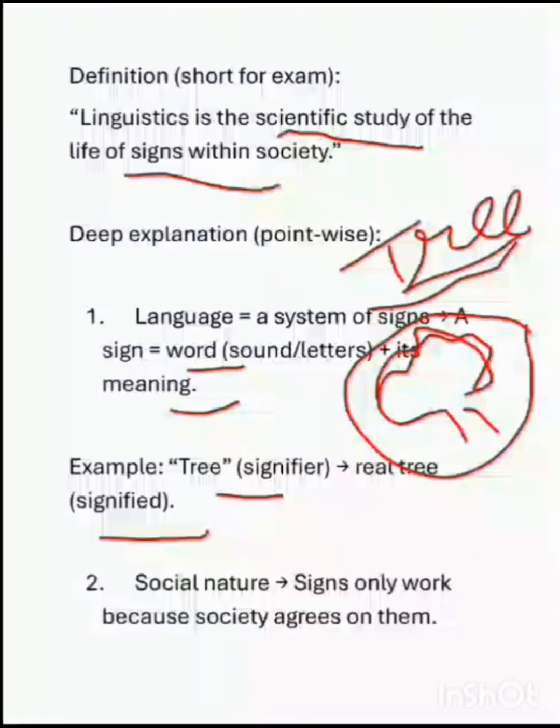And this agreement is what Saussure meant when he said it is a system of signs: the society created it, and we agreed on this system of signs. So it is basically social in nature. The society agrees on that meaning, society agreed on that sign.